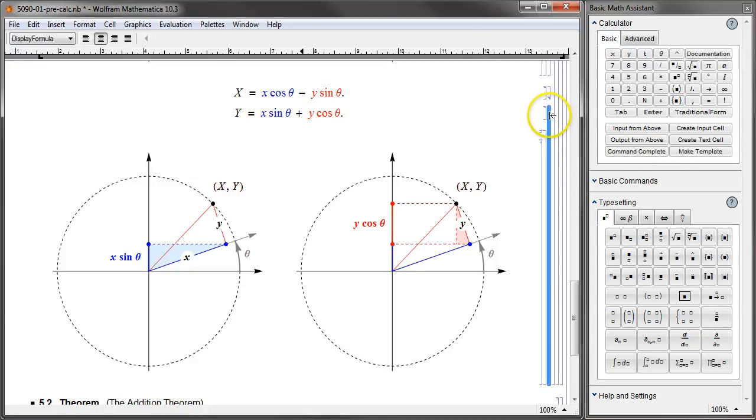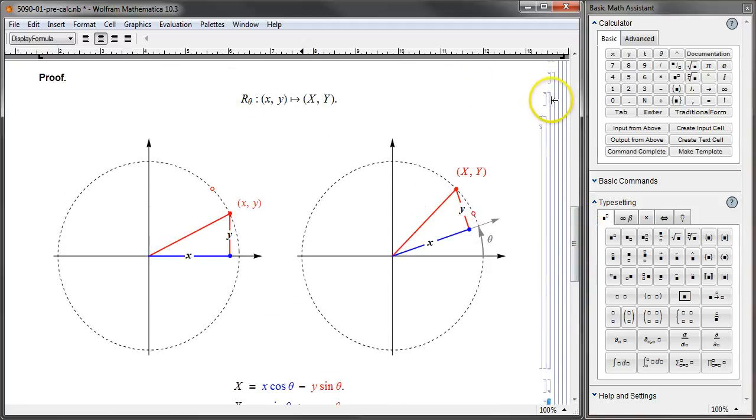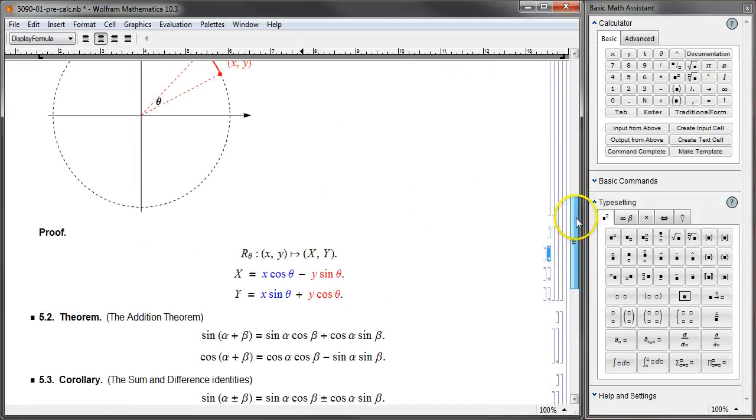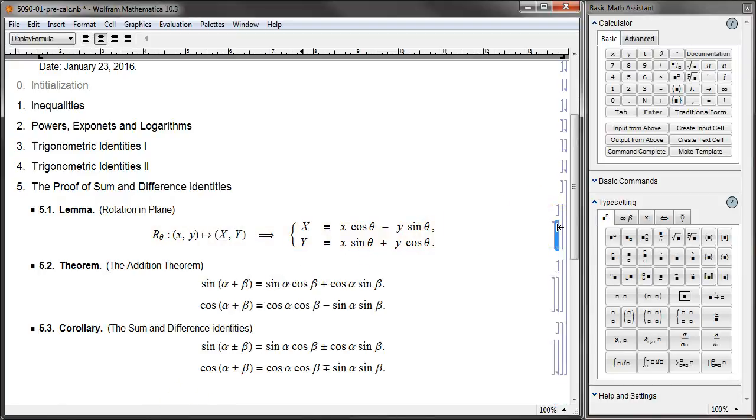Consequently, capital X is x cosine of theta minus y sine of theta, and capital Y is x sine of theta plus y cosine of theta. That's precisely what we wanted to prove all along. That takes care of the rotation in a plane. Okay, a big step. Now let's prove the addition theorem.